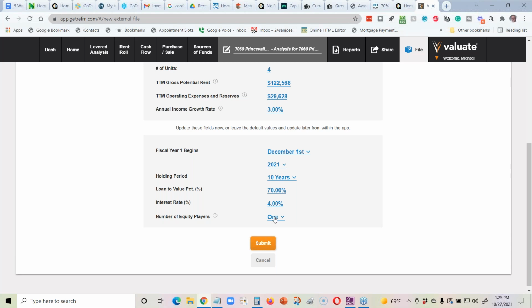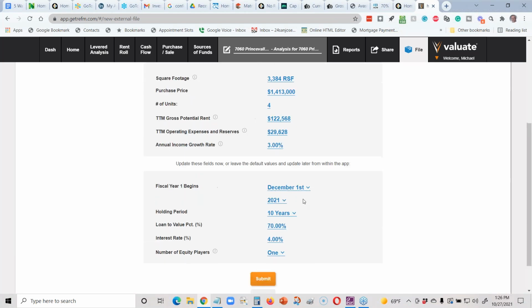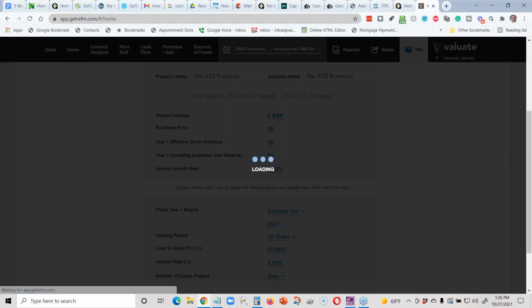We're only going to assume there's one equity partner. This process lets you do multiple investors. I didn't do it, but I had a transaction where there were 20-some investors. It was an investment pool buying land, right? But we're not going to go there. By the way, it's better to have these numbers ready when you are at this screen, but we can change it later. We're going to hit submit.